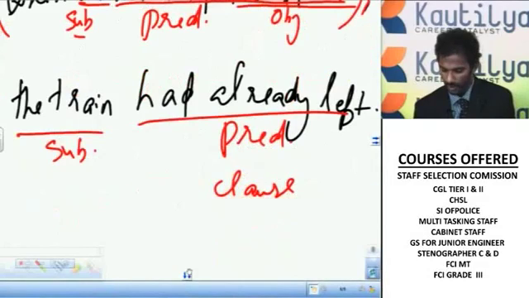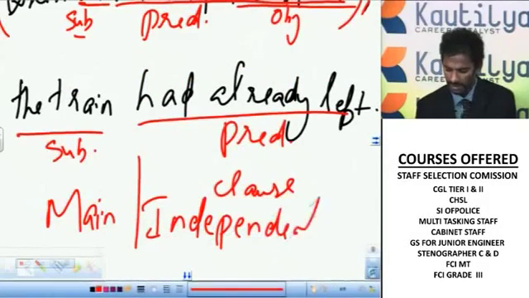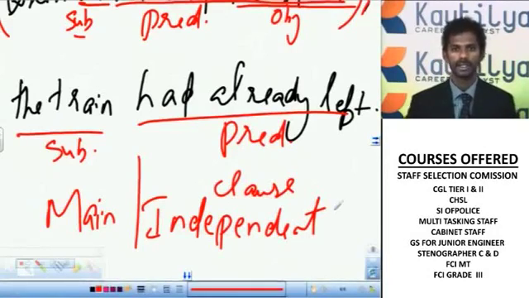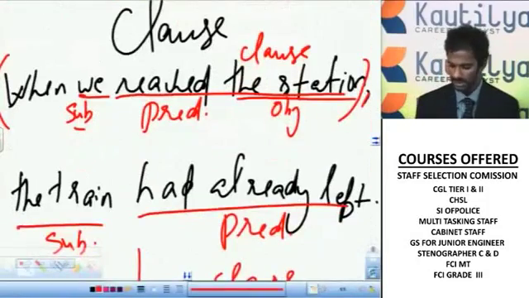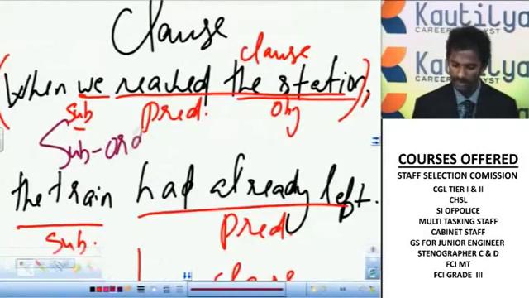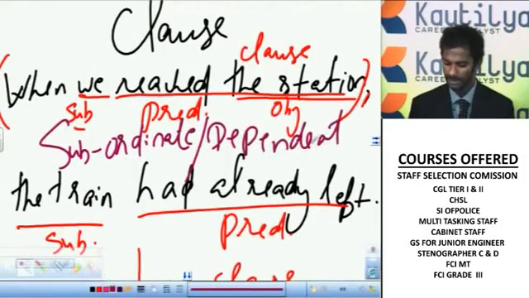Now I say the train had already left is termed as the main clause or the independent clause. I'll tell you why. The train had already left is termed as a main clause or independent clause, whereas when we reached the station is termed as the dependent clause, subordinate clause or the dependent clause, both mean the same. So the train had already left is the main clause or the independent clause, whereas when we reach the station is a subordinate clause or the dependent clause.